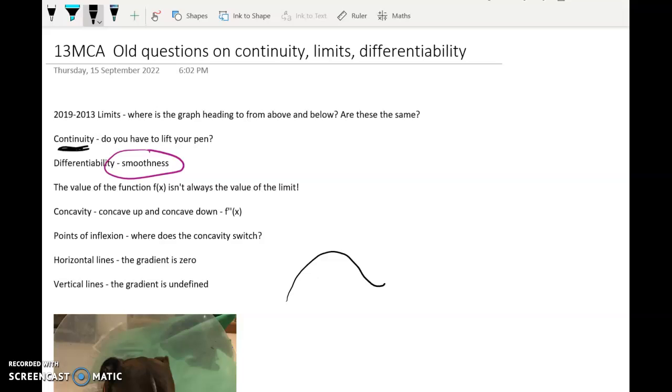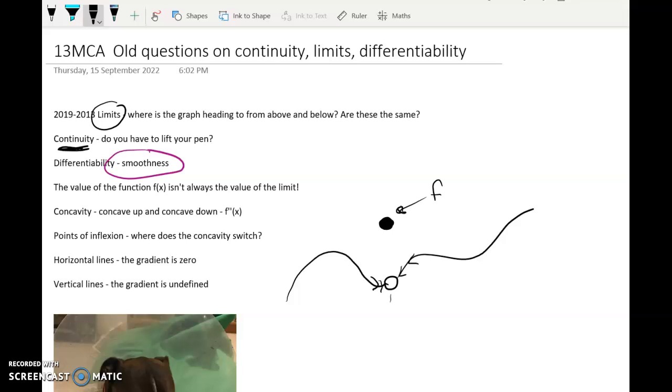Then the next kind of thing we're going to see are gaps in the curve. So this is where the idea of a limit comes in. Is the graph heading to the same place from above and below? And in this case, this hole here might mean that the point of the function is way up here. So there's a jump, right? There's some strange value up here.